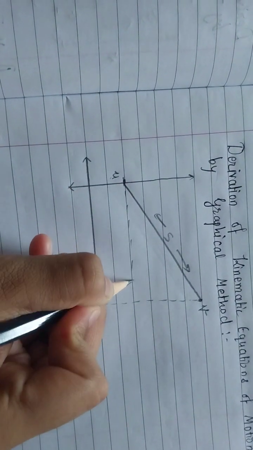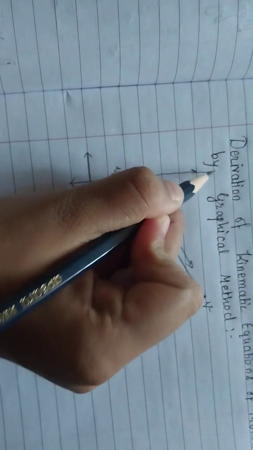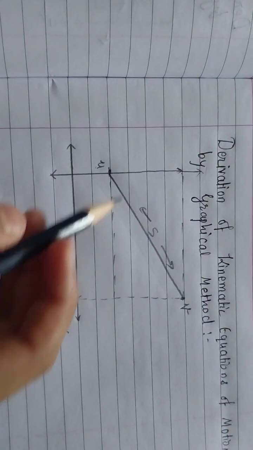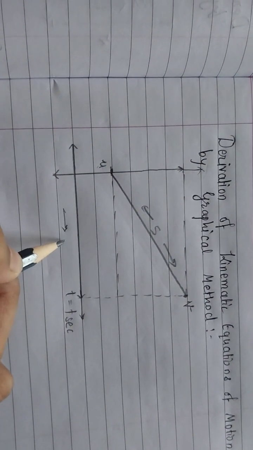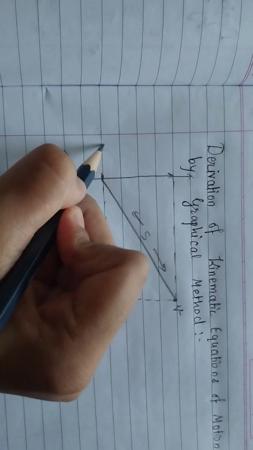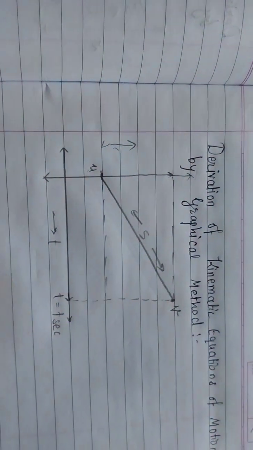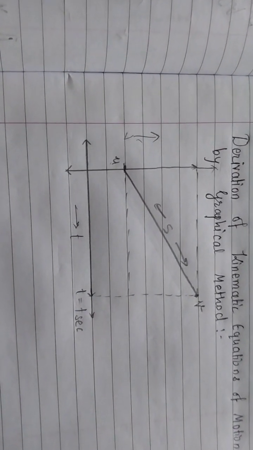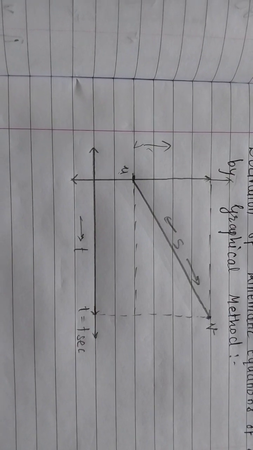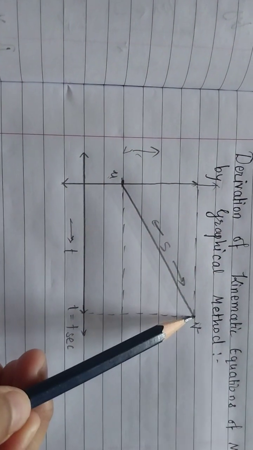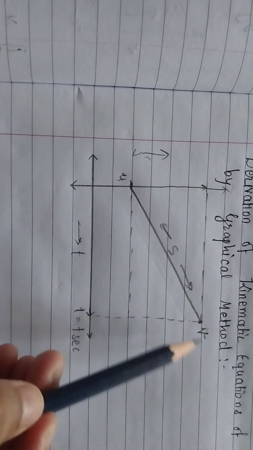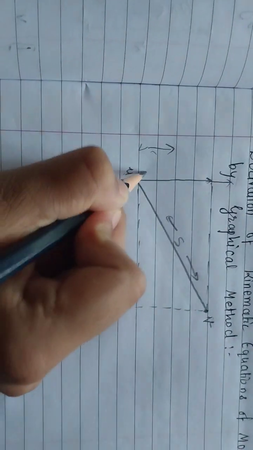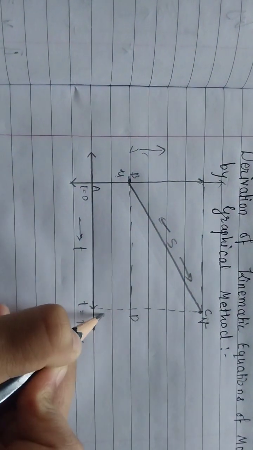Now I will draw some imaginary lines. This is our velocity-time graph, this is our velocity. It is a body which is traveling with initial velocity u, travels some distance s and reaches the point where its velocity will be the final velocity v. We mark here some points: t is equal to 0, a, b, c, d and e.